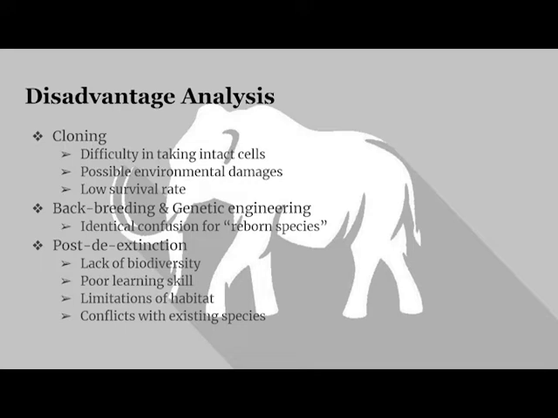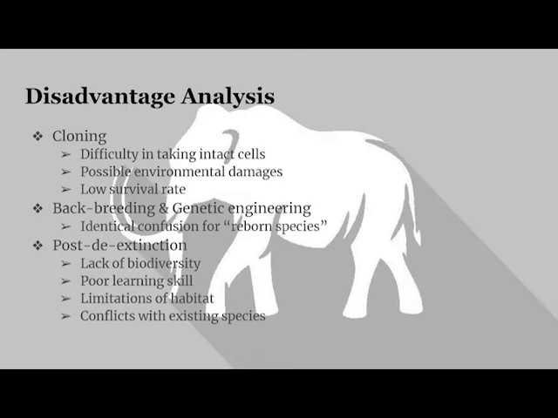For cloning a mammoth, a critical problem is finding and saving intact cells. Since mammoths were usually buried under the Siberian permafrost, it is difficult work for us to find and collect enough cells which are available for cloning. Also, it might cause damage to the permafrost environment.